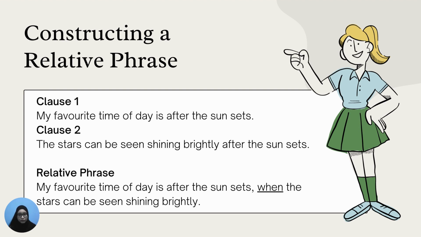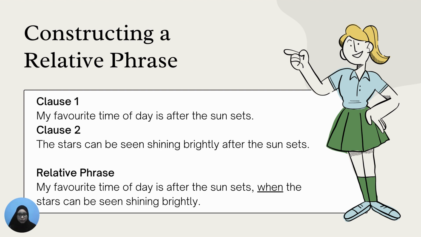Next, here is another example for you to see. First clause is, my favorite time of day is after the sun sets. The second clause is, the stars can be seen shining brightly after the sun sets. Here, just like the previous example, you can do it vice versa, whether you choose clause 1 as your main clause or choose clause 2 as your main clause. Either way, you can still create a good relative phrase as a full sentence. But it all depends on context and the flow of the sentence to make it sound more natural.